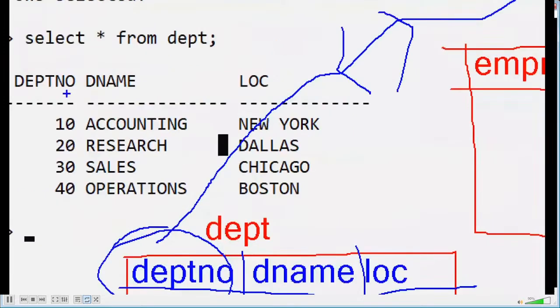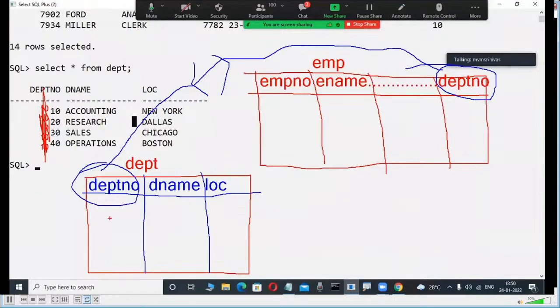In the DEPT table department number, how many times is 10 there? Check it out. 10 is 1 time, again 10 is 2 times, again 3 times, 4 times, 5th time? No, not there. Duplicate data is not there. Only 1 time 10 is there. Only 1 time 20 is there. Only 1 time 30 is there. Only 1 time 40 is there. Without any knowledge also you can see that in the DEPT table, department number, each value appears only 1 time. That's why 10, 10, 10 is not there.